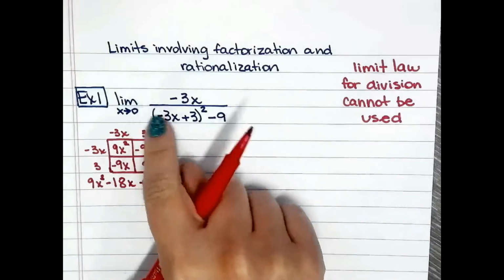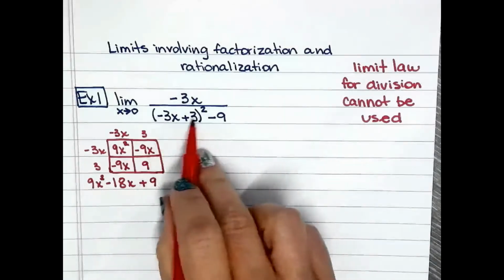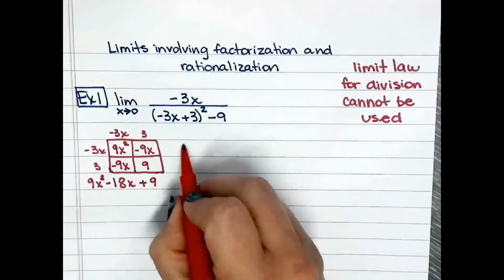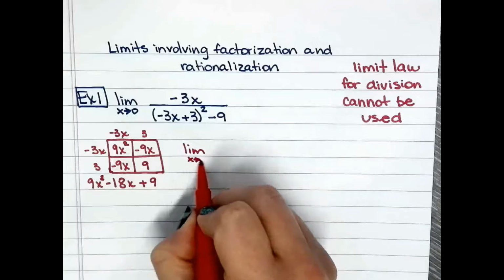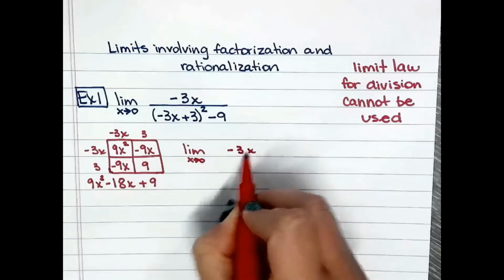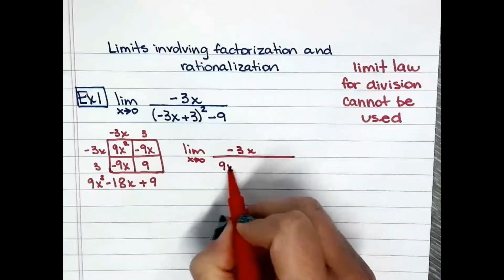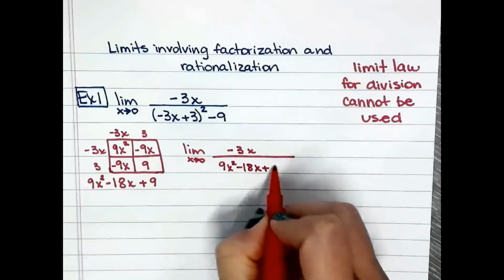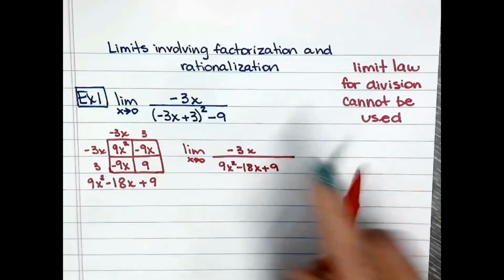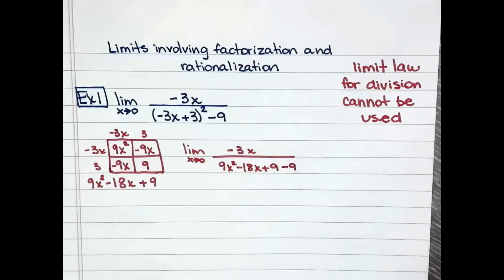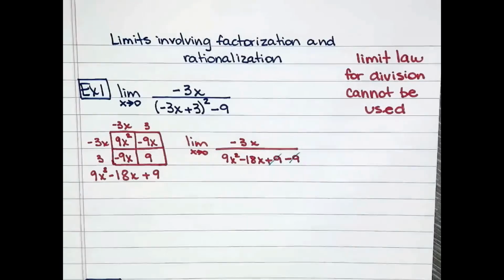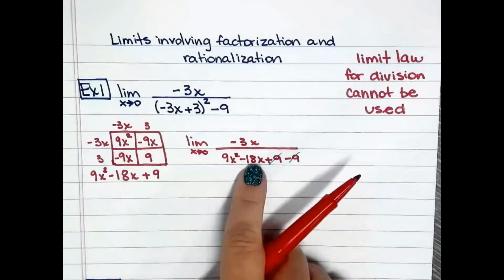Okay, so I will rewrite this question in the expanded form for this binomial. Here I have the limit as x approaches 0 of negative 3x over 9x squared minus 18x plus 9, and then I have the minus 9 from right there. Then I will clean it up and simplify what I can. So plus 9 minus 9 is 0. On the next step, I will go ahead and factor this thing out.